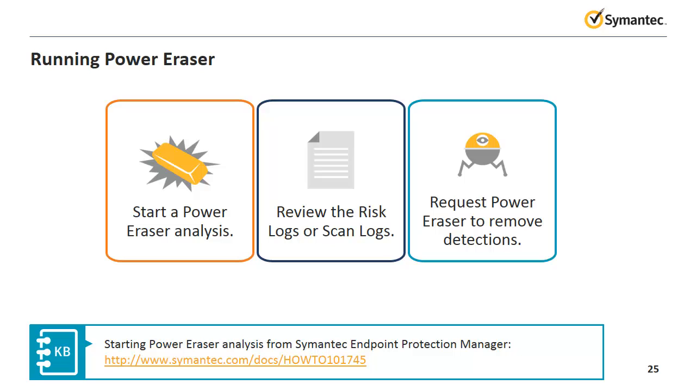When running Power Eraser from the Symantec Endpoint Protection Manager, the first step is to start the Power Eraser analysis on one computer or a small group of computers. When it finishes, use the risk or scan log to review Power Eraser detections. Then request that Power Eraser remove any detections that you determine are threats. You can also acknowledge the detections that you want to ignore or leave alone.